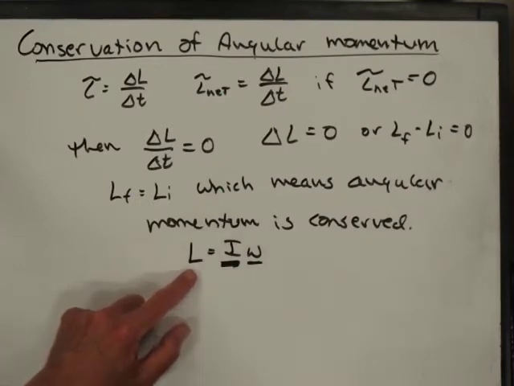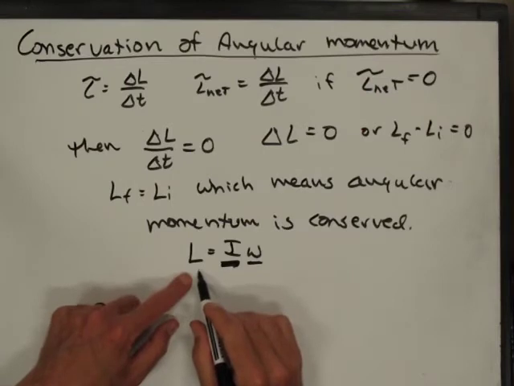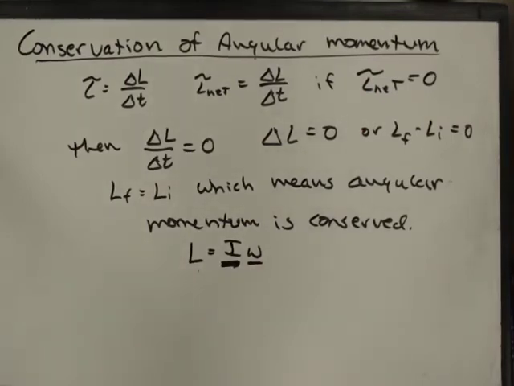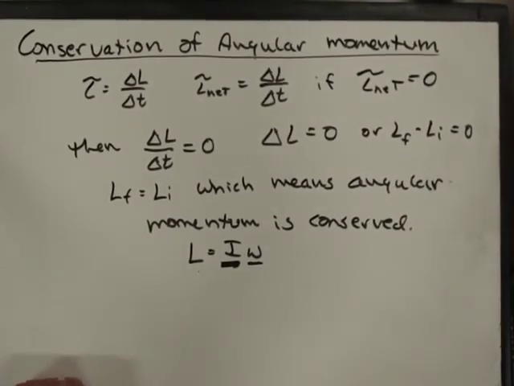And this assumes, of course, there are no torques acting on it, but if somebody's spinning on ice, you're typically going to see very small torques. So it's like assuming they're frictionless.